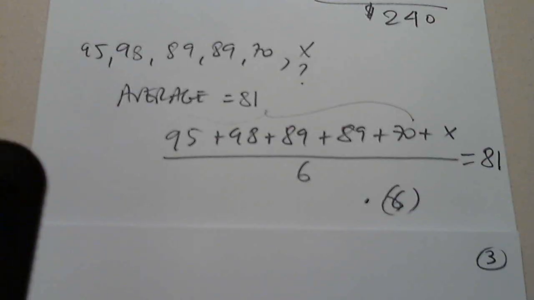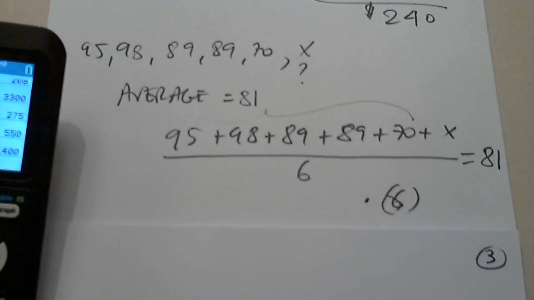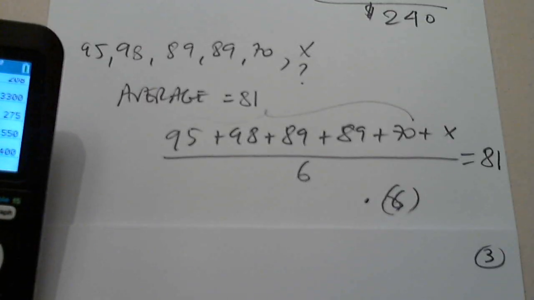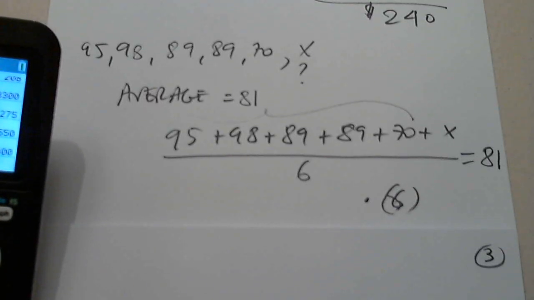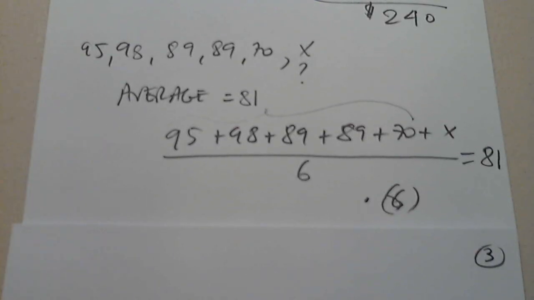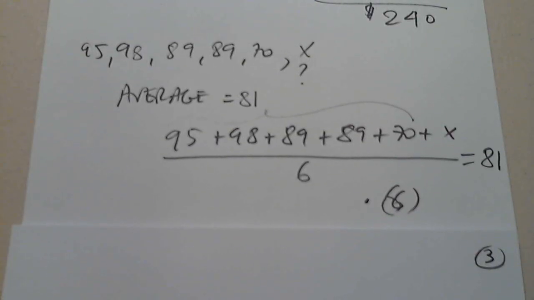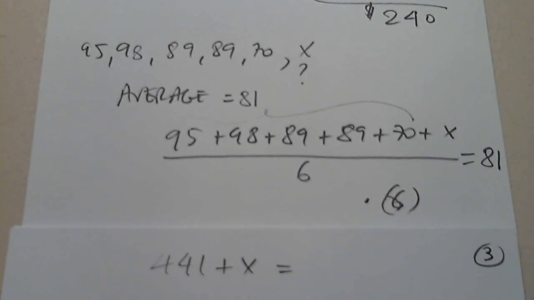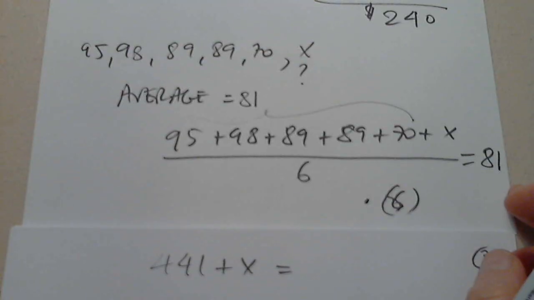I have the calculator in the background. This is 95 plus 98 plus 89 plus 89 and plus 70. Do I have 5 numbers? Yes, I do. I got 441. Correct me, please. So 441 plus x equals 81 times 6.